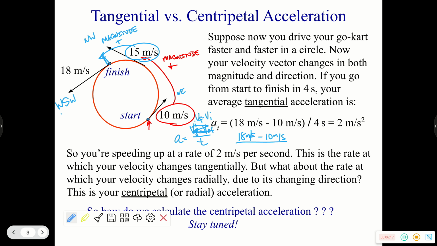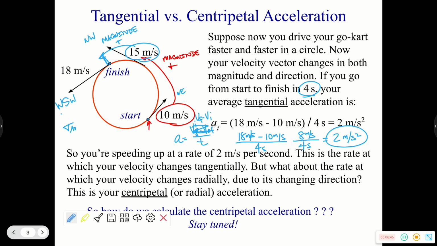And what's the time period? We know, because we're given it here in the problem, that the time period is 4 seconds. Okay, so we have 18 meters per second minus 10 meters per second, which is going to be 8 meters per second divided by 4 seconds, and it equals 2 meters per second squared. So that's what your acceleration is that takes place here. And that is your average tangential acceleration.